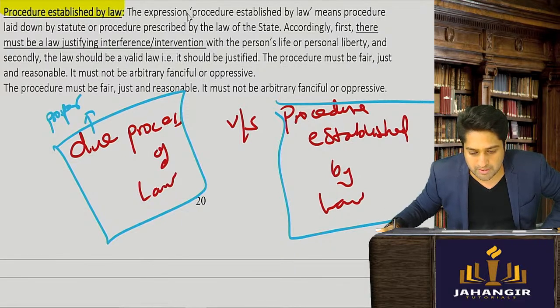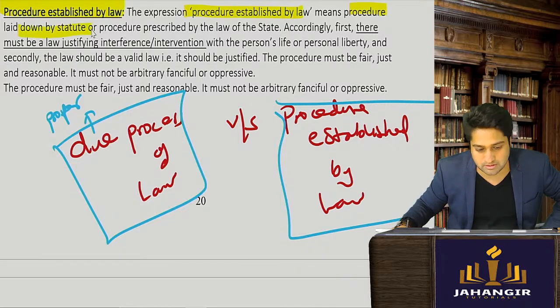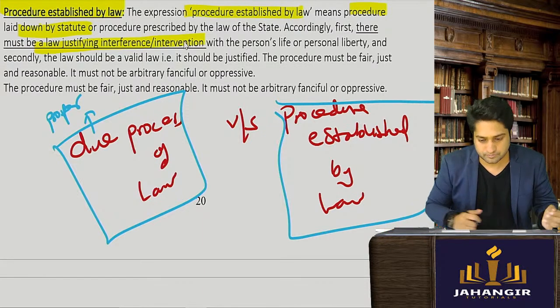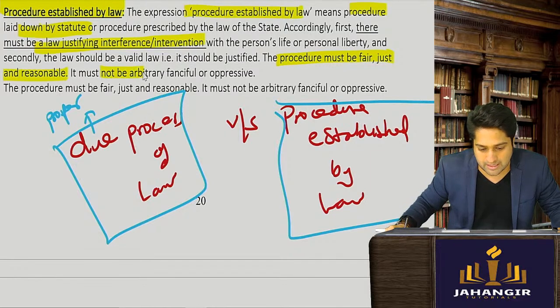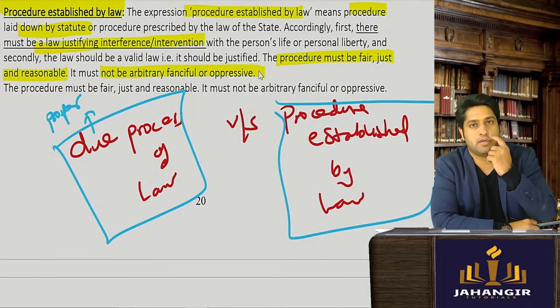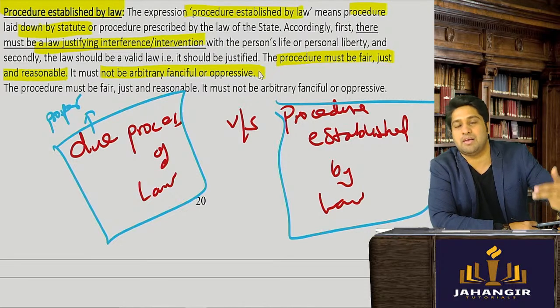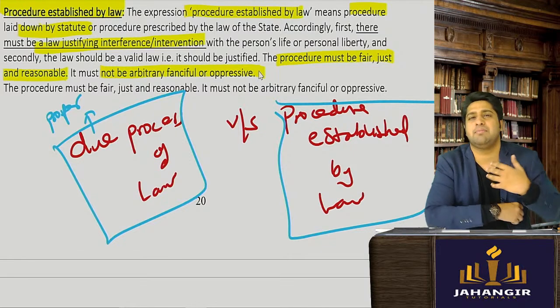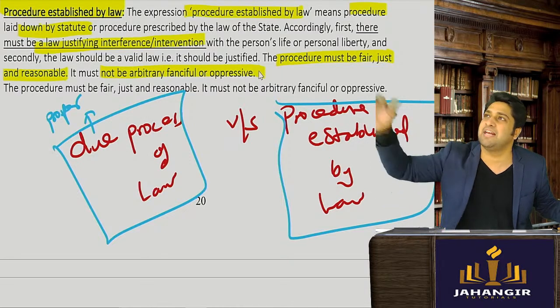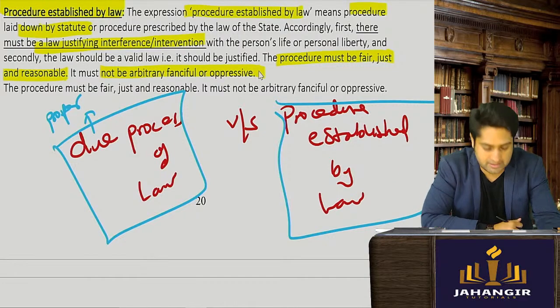The expression procedure established by law means what? The procedure laid down by the statute; there must be a law justifying an intervention, and it must be fair, reasonable and not arbitrary, fanciful or oppressive. So the procedure should be fair, just, reasonable and proper. It should not be arbitrary. Arbitrary means random, fanciful, any random procedure, or oppressive, something that is causing harassment. So this should not be the case.